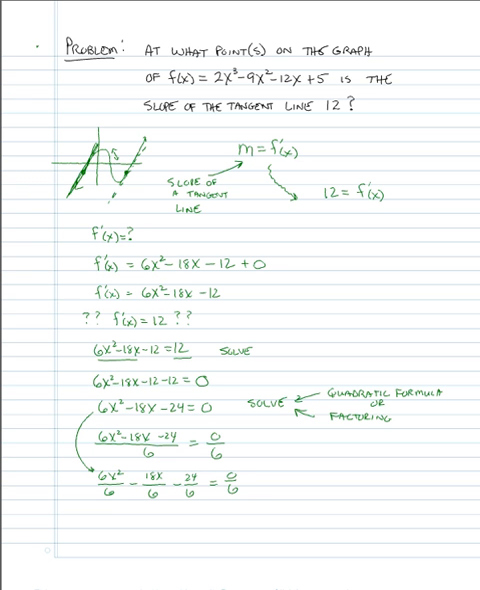Now 6x squared divided by 6 is just x squared. 18x divided by 6, of course, is just 3x. And 24 divided by 6, of course, is just 4. And of course, 0 divided by 6 is just 0. So now this is a much simpler problem for us to solve, and we'll continue it on the next page.